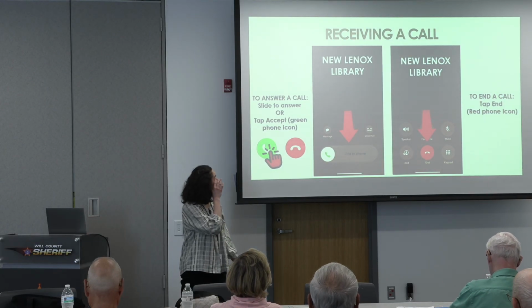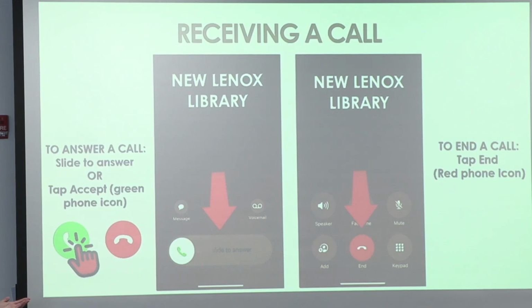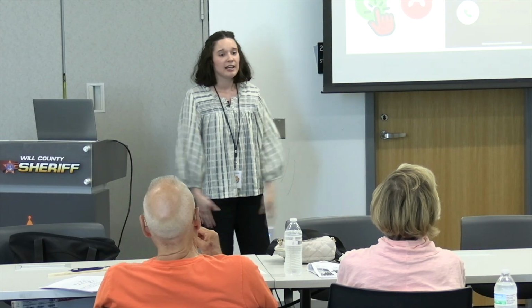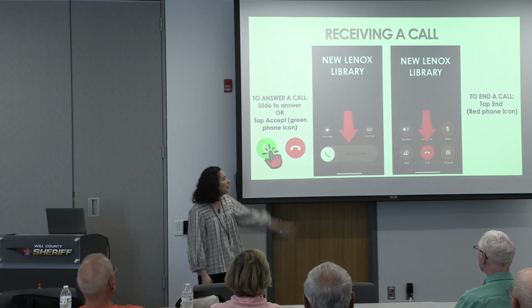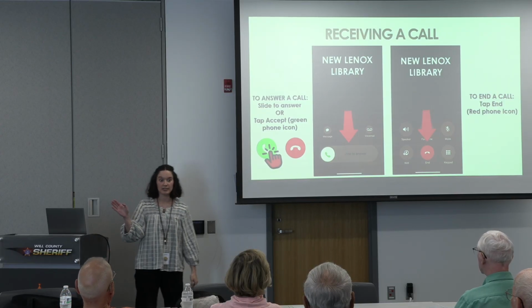Okay, so now the library is calling you. You're like, oh my gosh, I want to find out if my hold's in, so I'm going to answer the call. On Android, usually it's the green dot button and then the red phone hanging up button. You would tap the green to answer. If you don't want to talk to the library right now, you hit that red button and it's going to take the call right to voicemail.